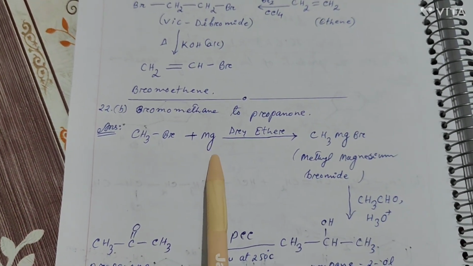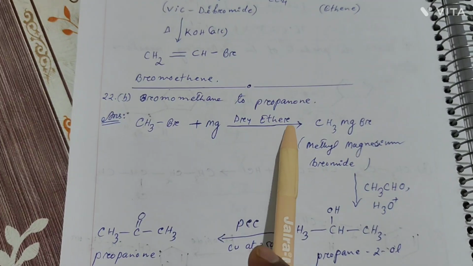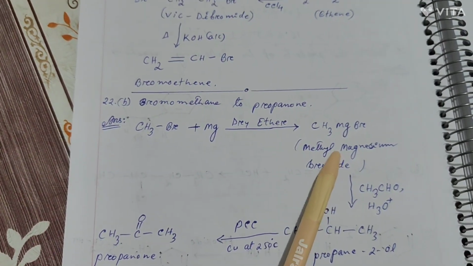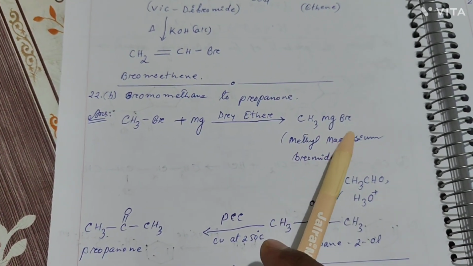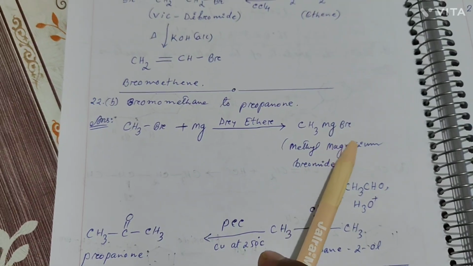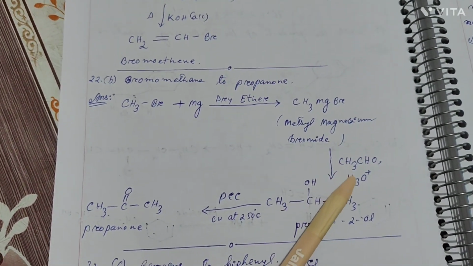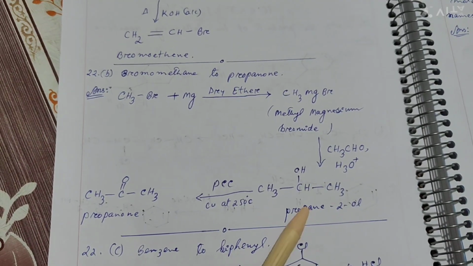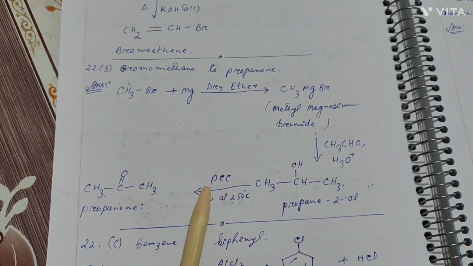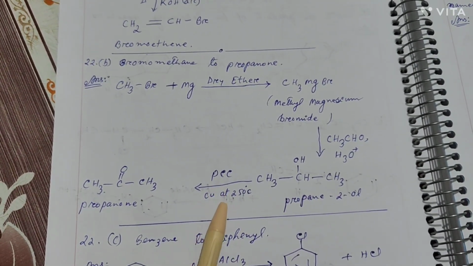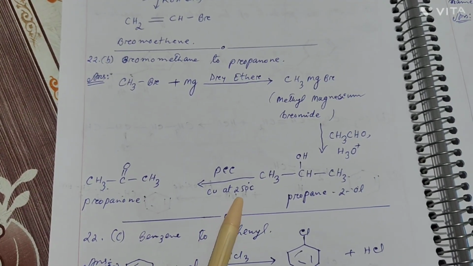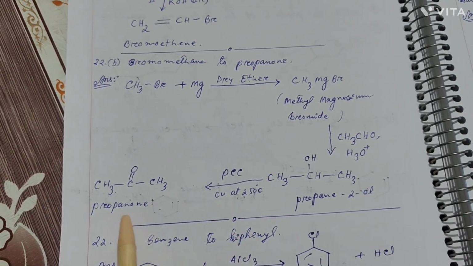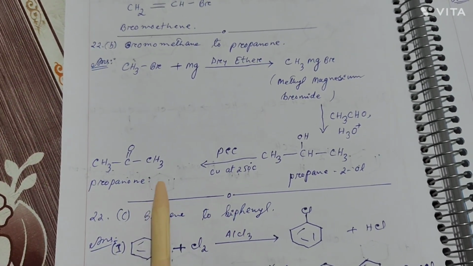When bromomethane reacts with magnesium metal in presence of dry ether, then Grignard reagent will form, CH3MgBr, methyl magnesium bromide. React with ethanal, then propan-2-ol will form. React this alcohol with PCC, pyridinium chlorochromate, in presence of copper at 250 degrees Celsius, propanone will form. This is the final product.